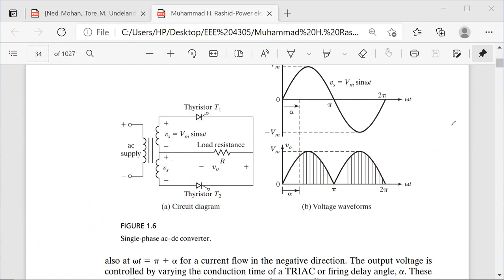Okay? Sir, yes. Sir, if we want a pure sinusoidal output, then we will have to tune the gate pulse timing according to the supply frequency, right, sir?